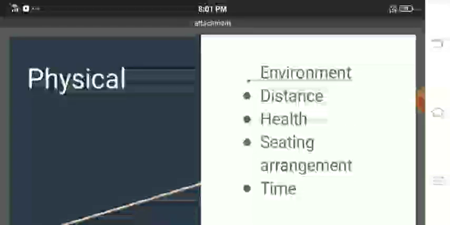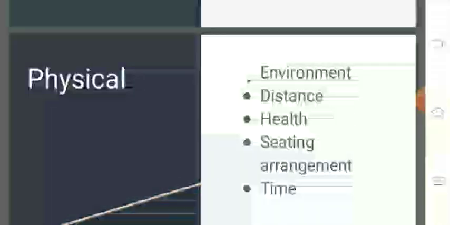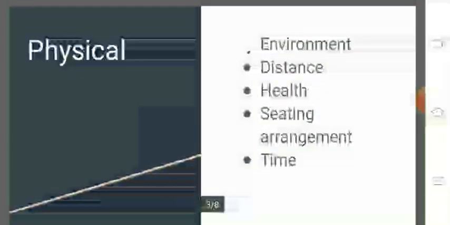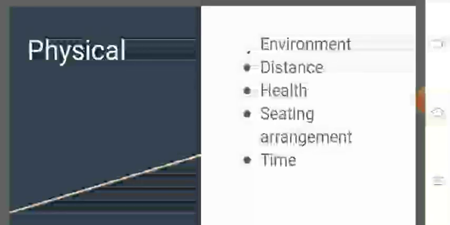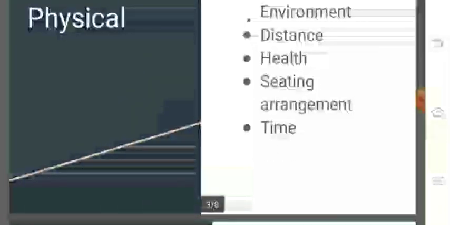The third one is health. The health is related to the teacher. If the teacher has some issues, sometimes coughing or sneezing, that also distracts the effective communication between teacher and student. And the seating arrangement should be maintained by the teacher effectively in the classroom. If the students are sitting in a not proper order, that also affects the communication between the teacher and the student. And time is also very important.